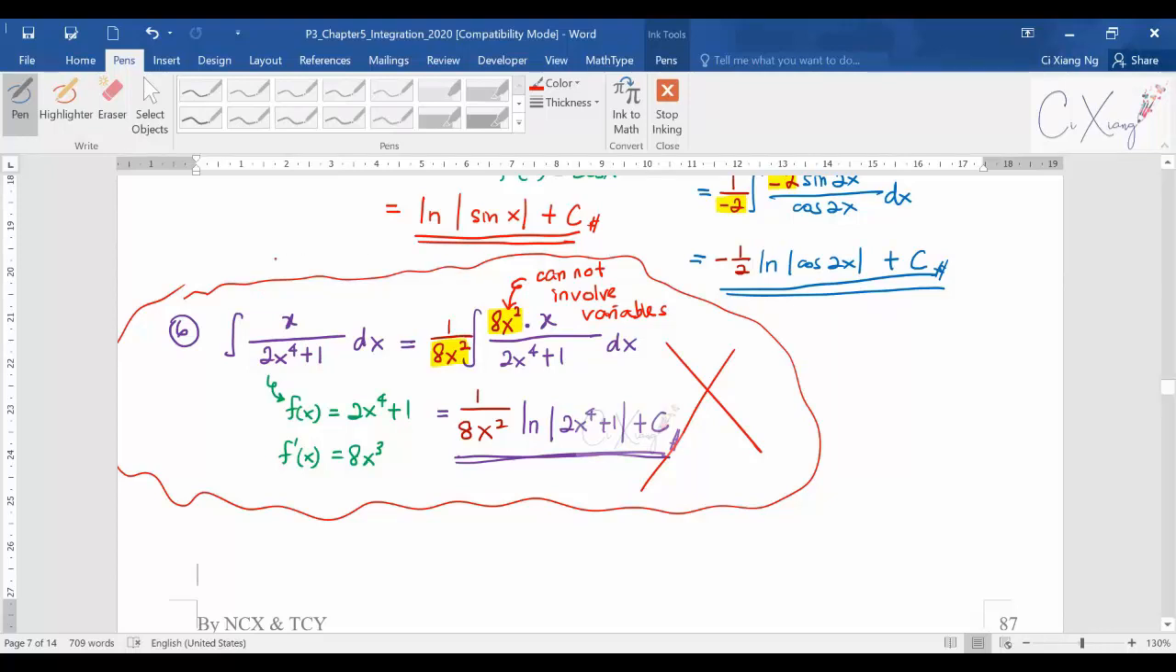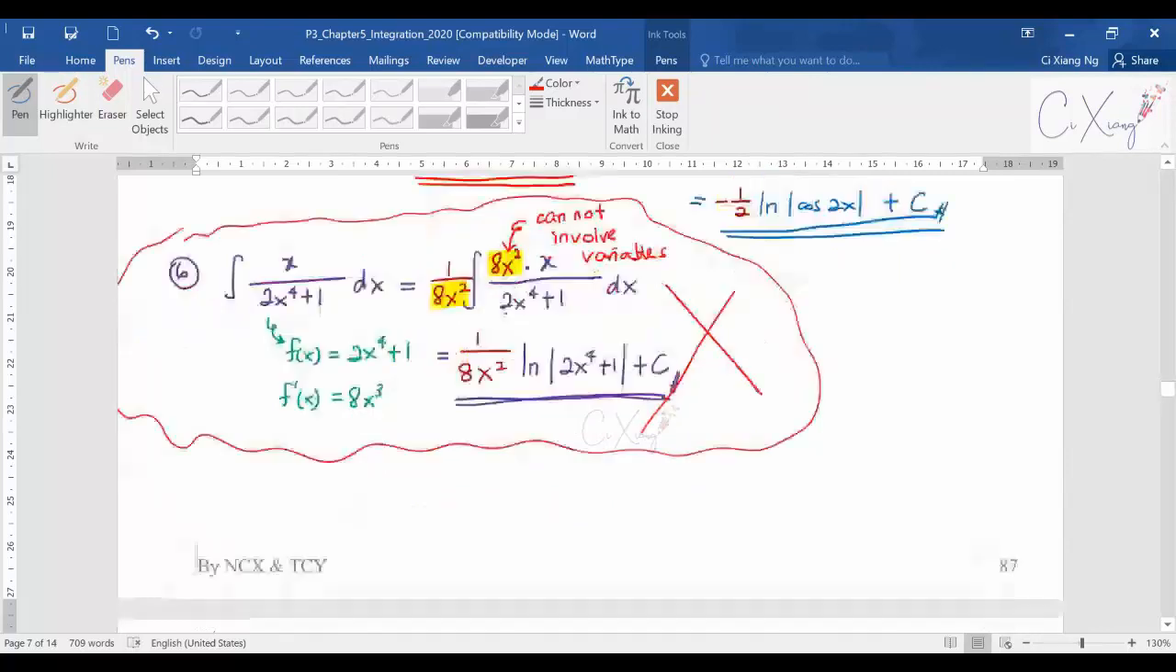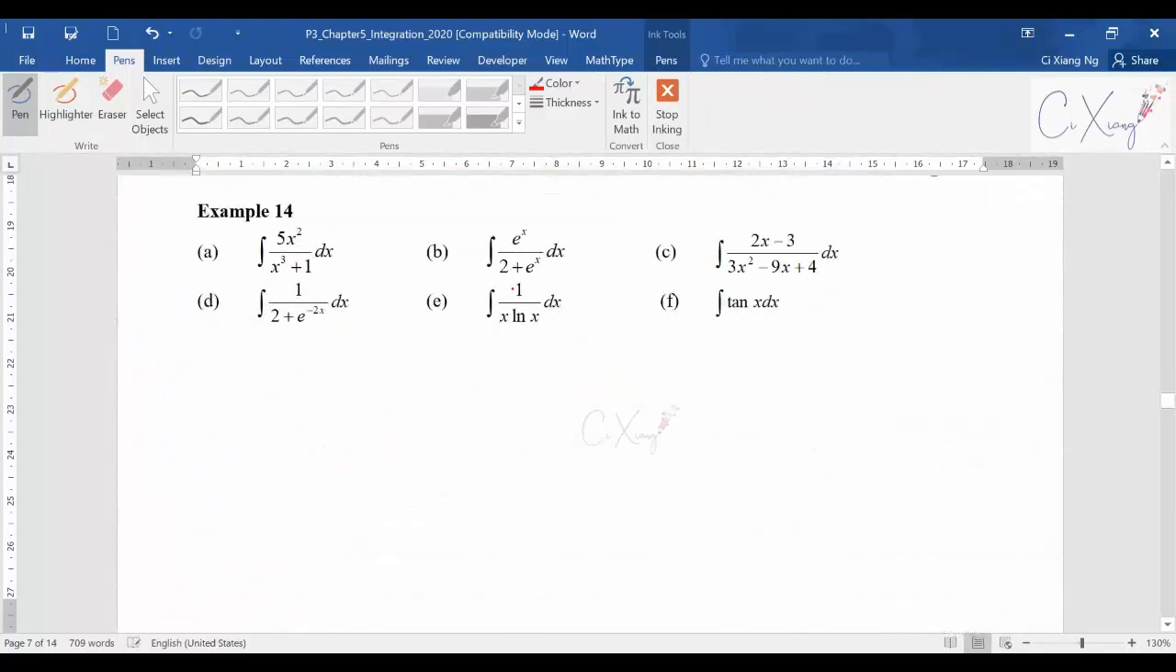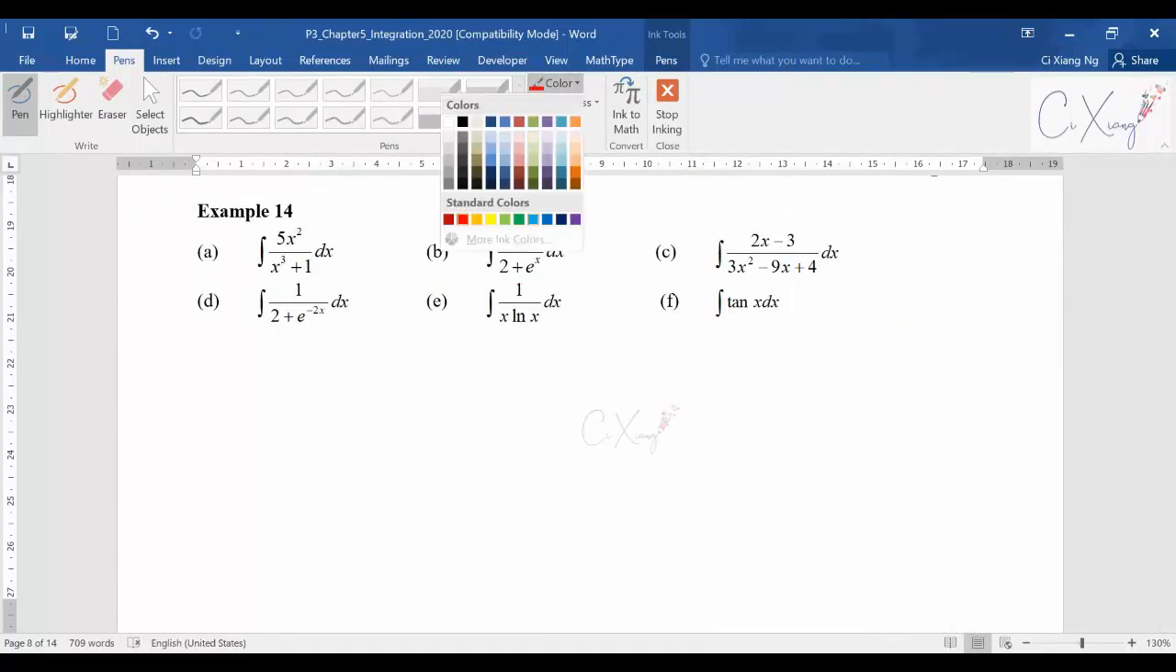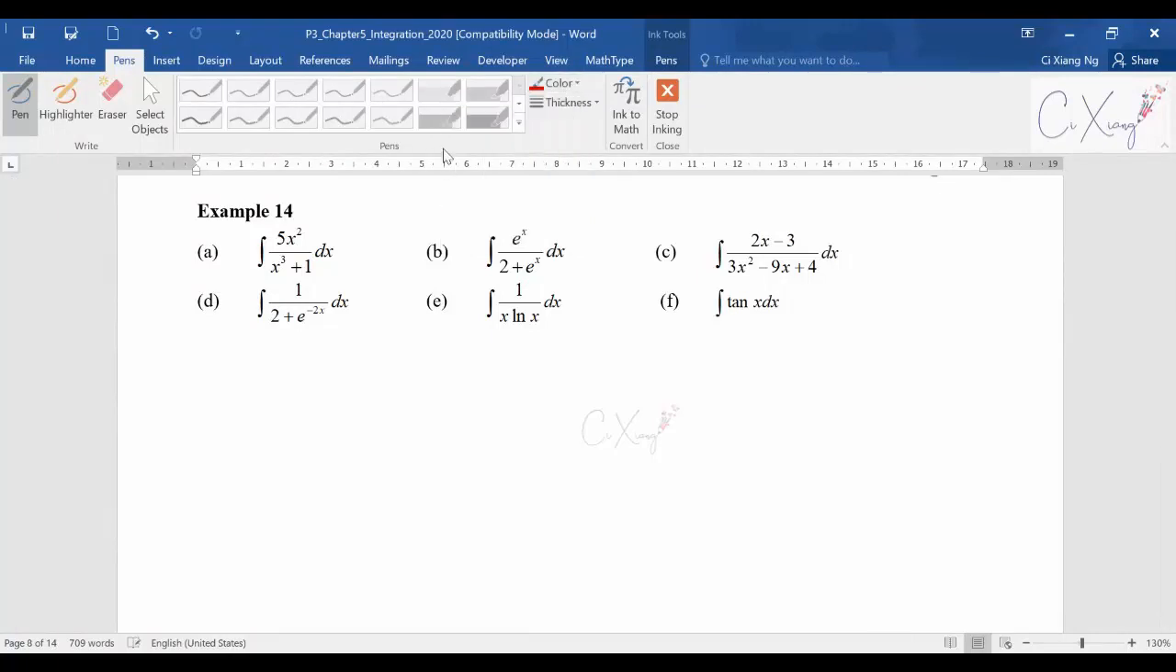Okay, so if there's no problem, then I would want you to try out example 14. Example 14 is a mixture of questions where some you need to do adjustment, and some you don't need to do any adjustment. So I will give you all the answers here first. Okay, so part A is this one.